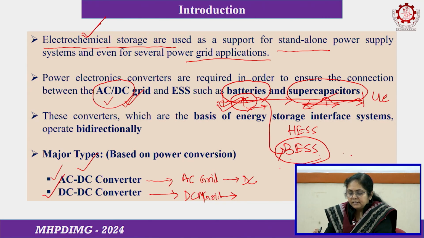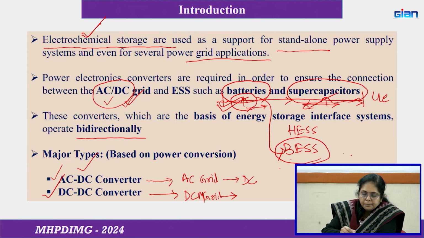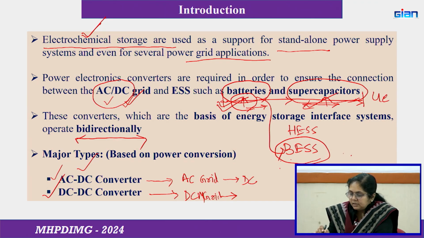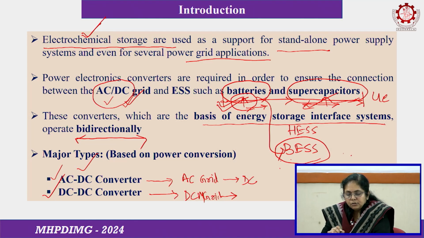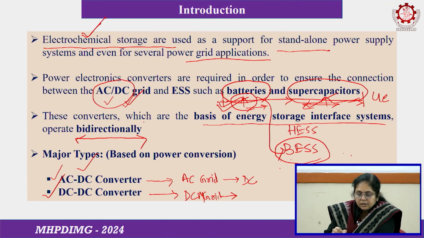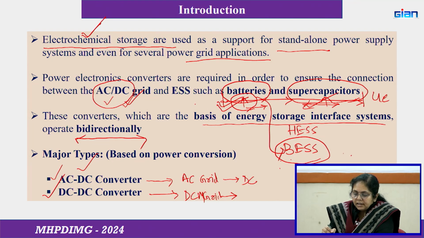The grid can be AC or DC, and the converter has to operate bidirectionally. Why is bidirectional operation needed? Because when I interface an energy storage to the grid, which can be AC or DC, depending on the source, if you have an excess of energy, if the generation is more, then we have to store it.